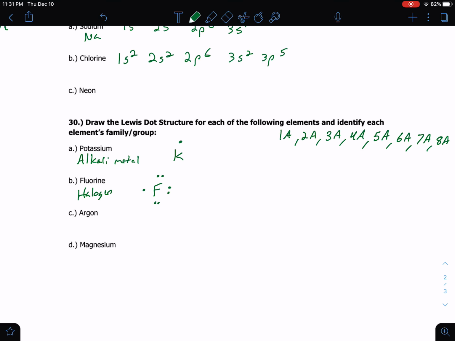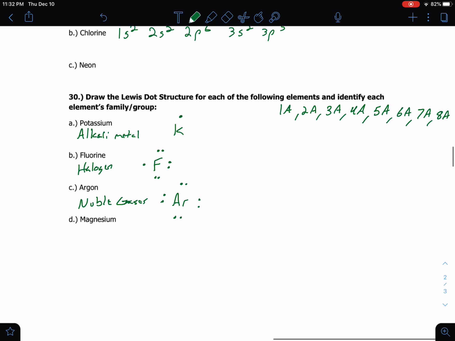Argon is going to be a noble gas. Those noble gases are the last group, the last vertical column on the right. Argon is abbreviated Ar, and if you look to the top, it has 8A above it. That means it has 8 valence electrons. So that's going to be 1, 2, 3, 4, 5, 6, 7, and 8.